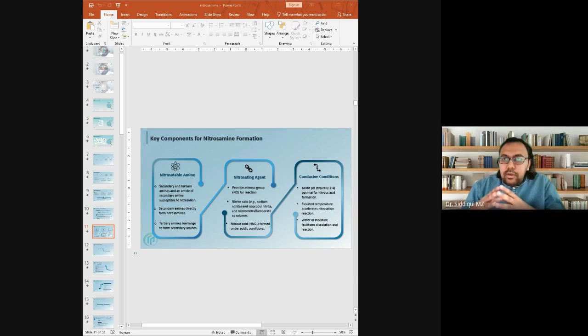And also, to avoid this from happening, we have to engineer the formulation process to disrupt this convergence, and if we can eliminate or control one of these factors, we can effectively disrupt the nitrosamine formation pathway.